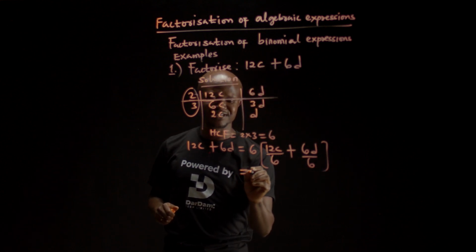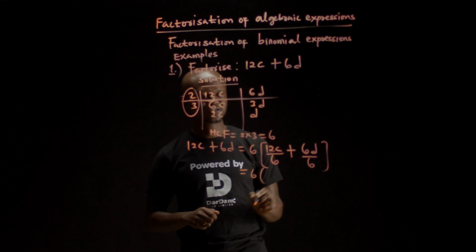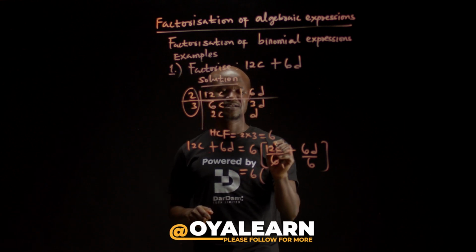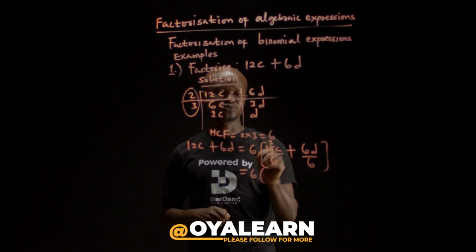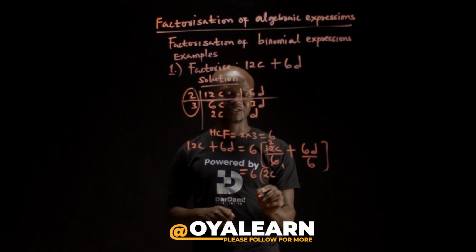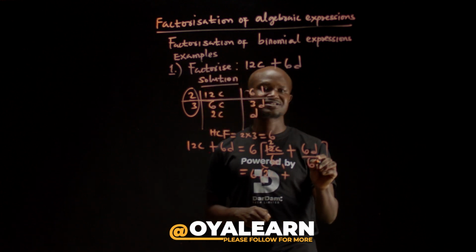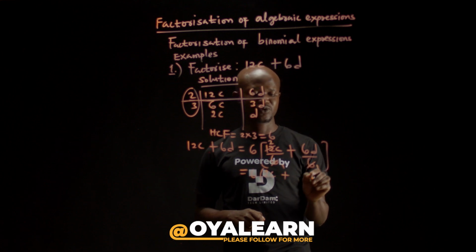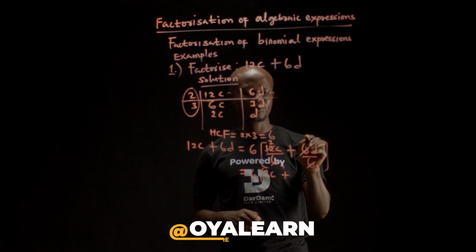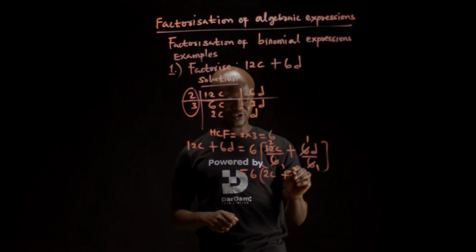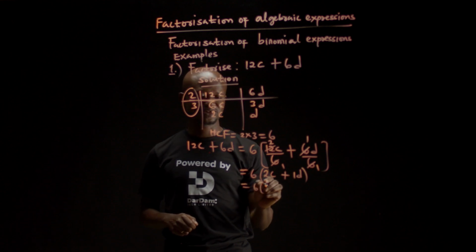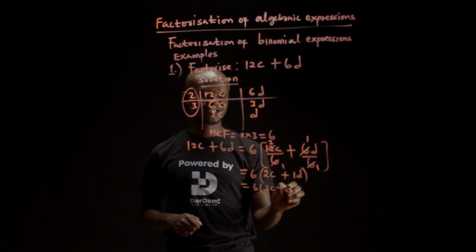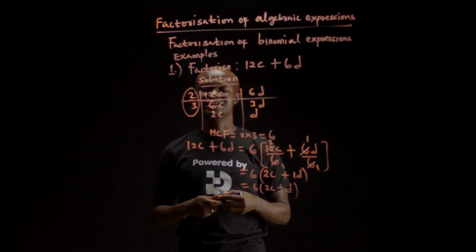So now in this case, we have 6 into bracket what? 6 into 12, that is 12 divided by 6. What do we have? 2. So we have 2c here. Plus, now, 6 divided by 6, we have 1. So here we have plus 1d. And you can also write it as 6 into 2c plus d. Instead of writing 1d, it's the same thing as d. So that is the solution to the problem. Thank you.